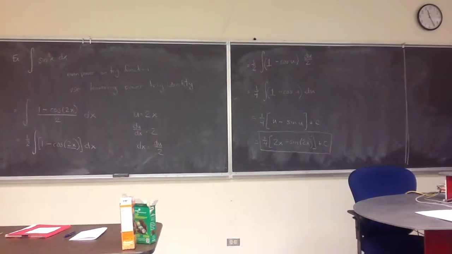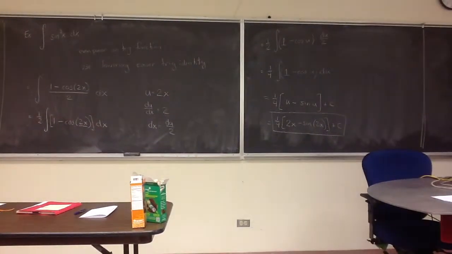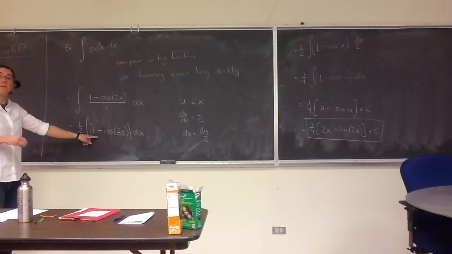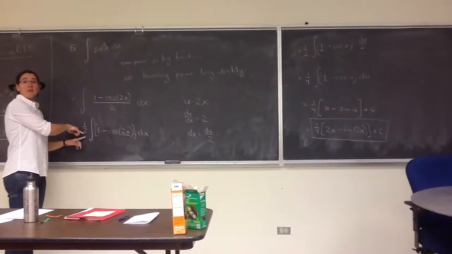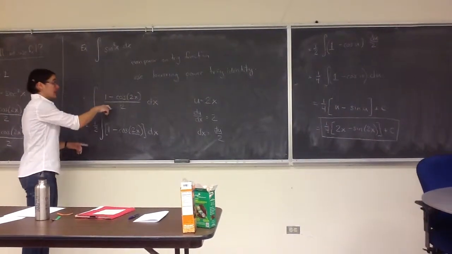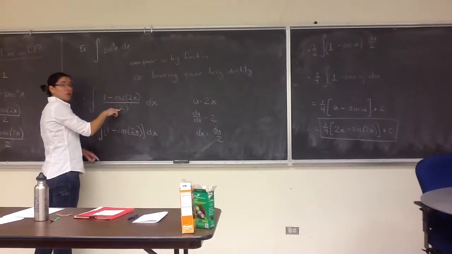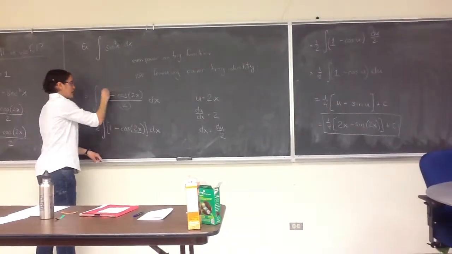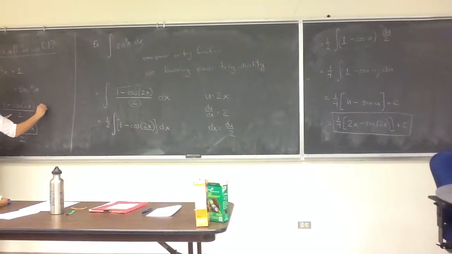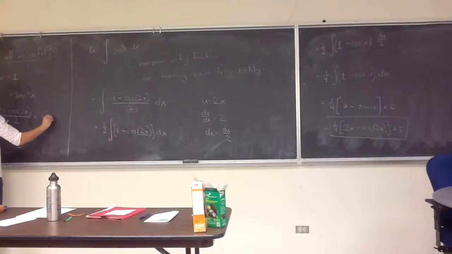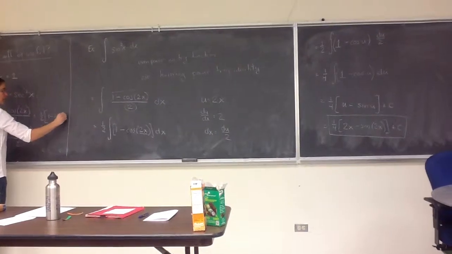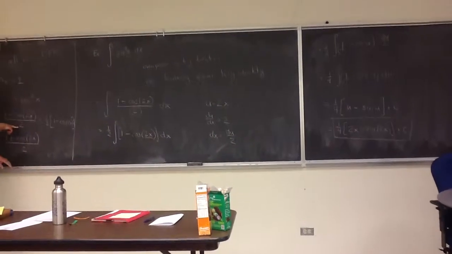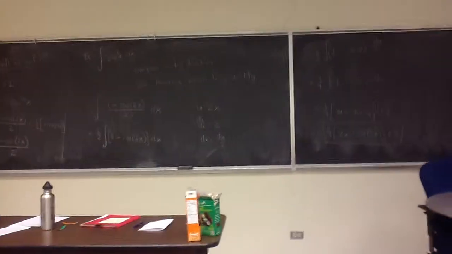Yes, that's good. How did you get the 1/2 out in the front in your second step? Oh, how did I get that? So this 2 was divided into both of these terms. Another way to write this expression is 1/2 times the quantity 1 minus cosine of 2x. So by having a 2 in the denominator, dividing by 2 is the same thing as multiplying by 1/2.